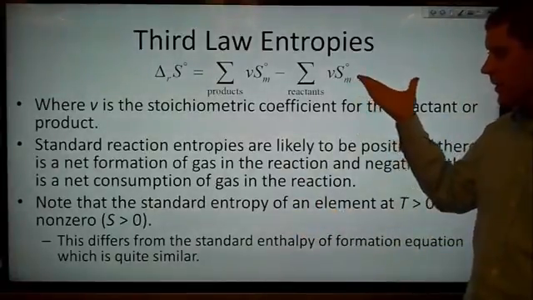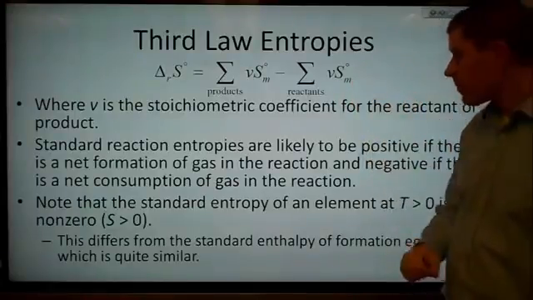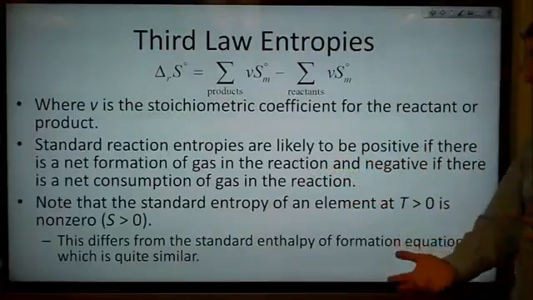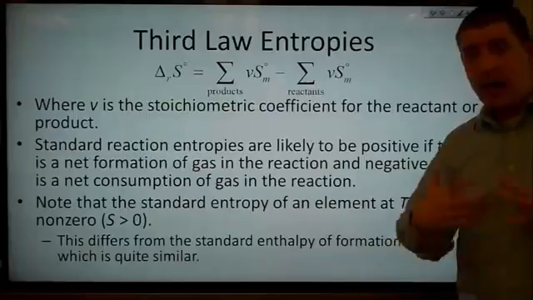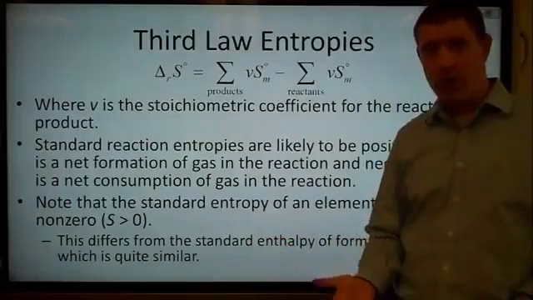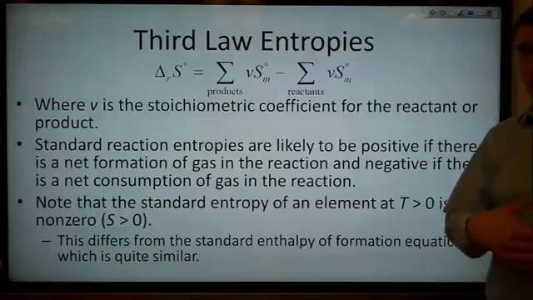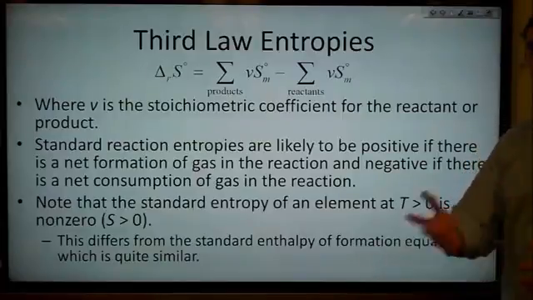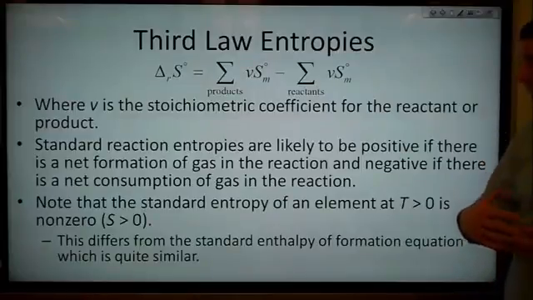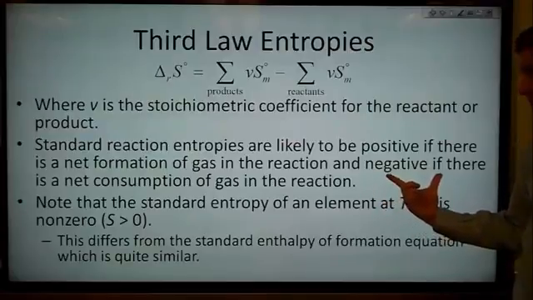So this is just like the standard reaction enthalpy. So the standard reaction entropy is likely to be positive if there's a net formation of gas. If we're producing gas, gases tend to be very entropic. There's a lot of disorder there because all the molecules are in a random orientation. So if we're producing gas, then we usually have a net increase in entropy. If we're destroying gas, or there's a net destruction of gas, then the standard reaction entropy is usually negative.